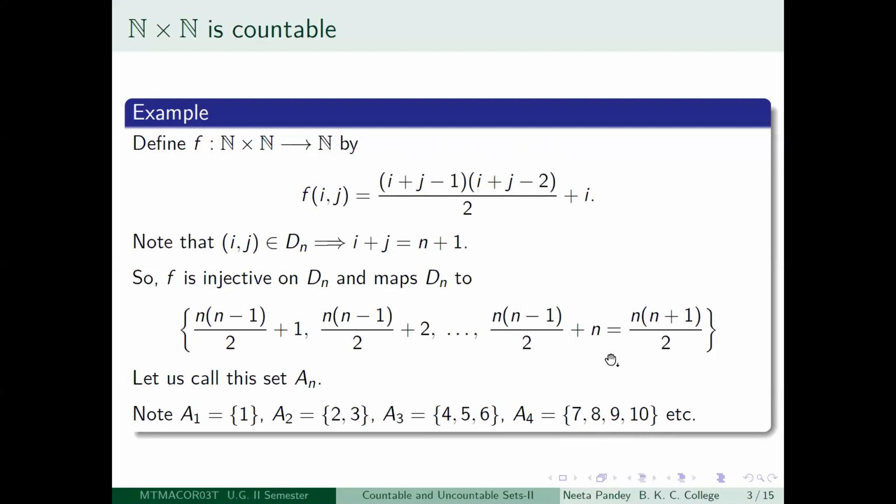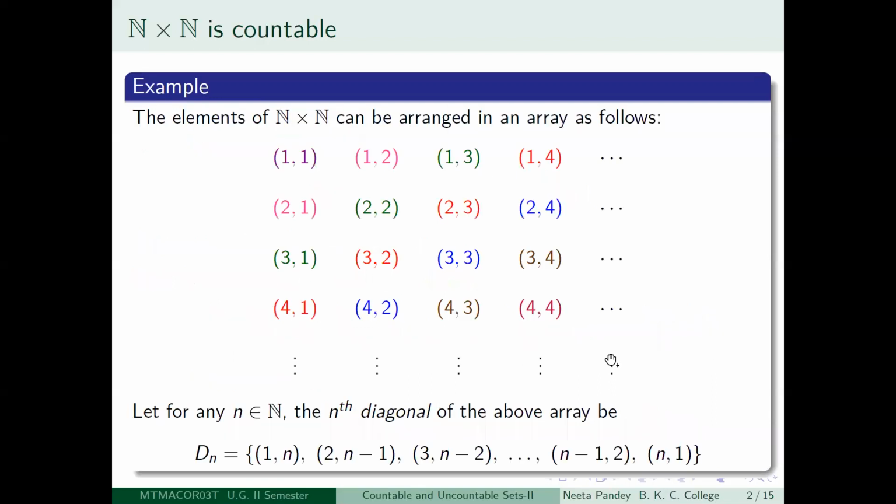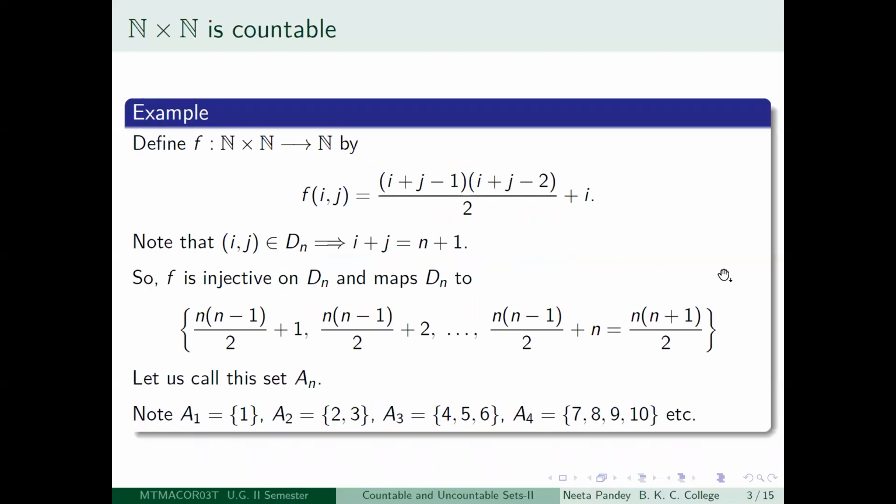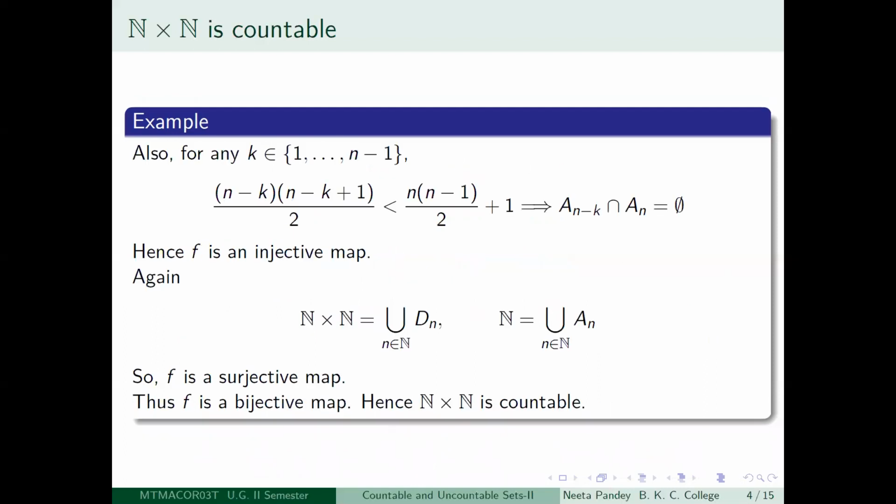So what I said, that is what we have made precise here, that 1 1 is mapped to 1, this is mapped to 2, and this to 3, then 4, 5 and 6 are the images here, then 7, 8, 9, 10 are the images here, and so on. So all you have to now check is that this mapping f is a bijective mapping. So that is some straightforward calculations. So let us do that.